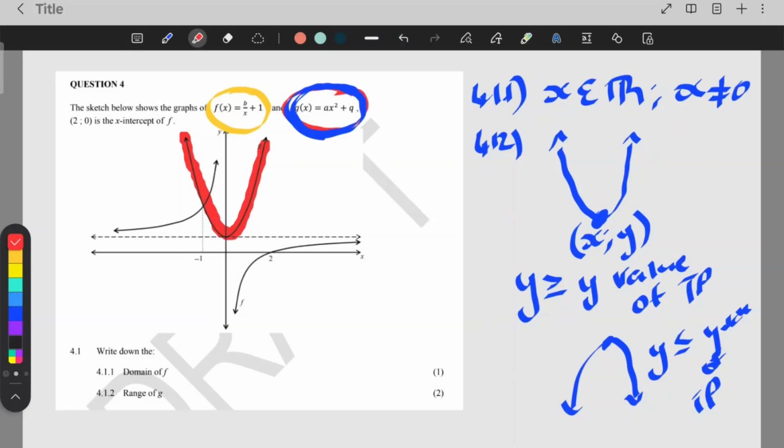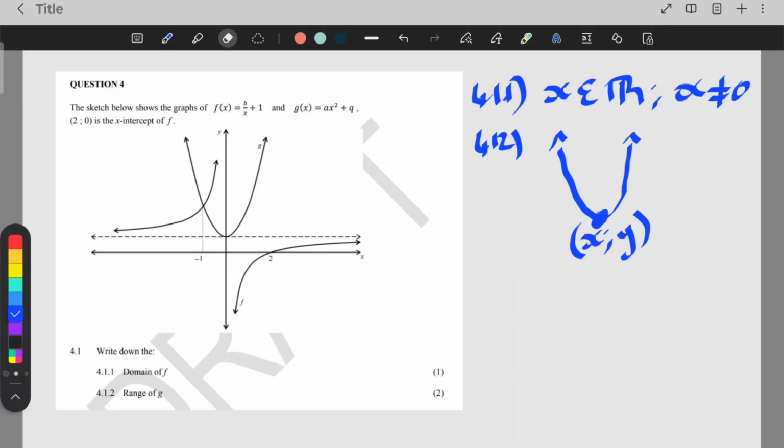So if you're looking for the range, we are looking for the turning point. So that point over there. Now, we don't have the equation of the graph, because if we had the equation, we could just say, oh, this q over there, that's the y value of the turning point. But we don't have that. So now let me fill in some missing information.